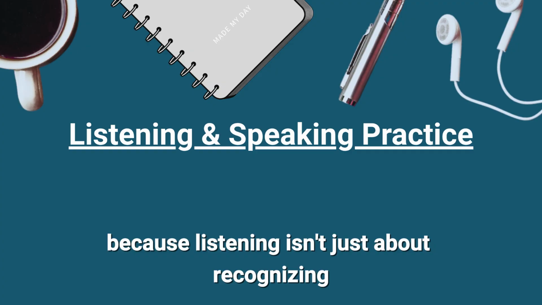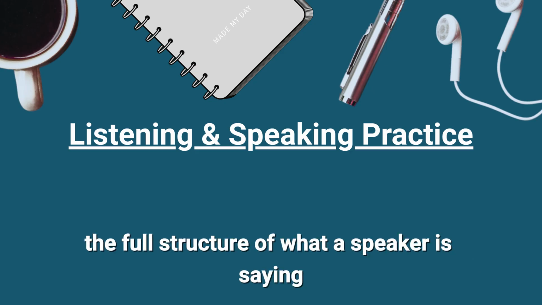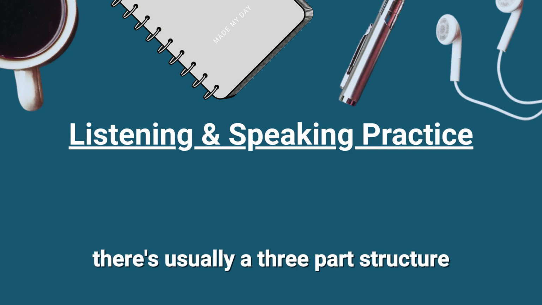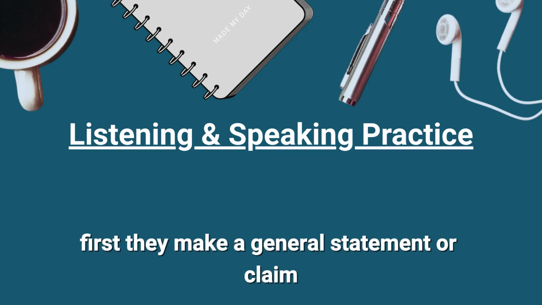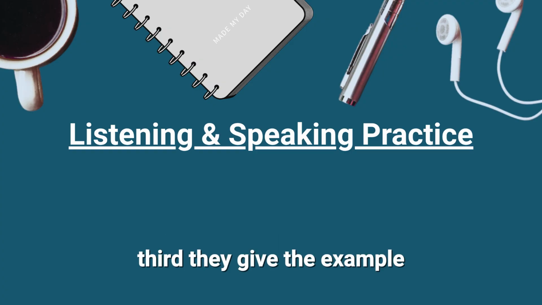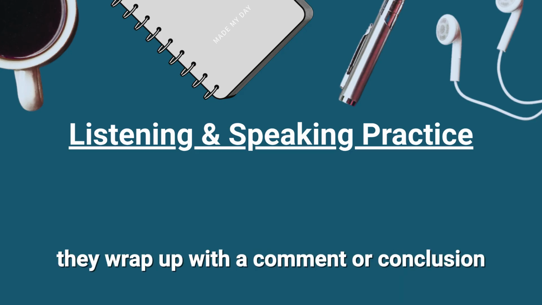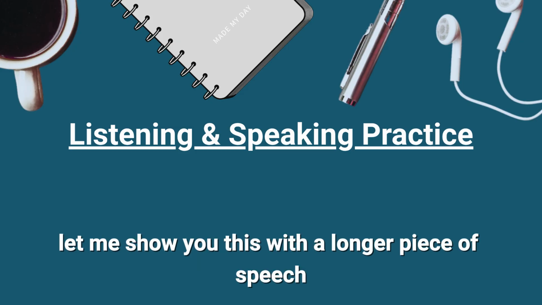Because listening isn't just about recognizing individual phrases, it's also about following the full structure of what a speaker is saying. And understanding examples is a big part of that. When a speaker gives an example, there's usually a 3-part structure. First, they make a general statement or claim. Second, they signal that an example is coming. Third, they give the example. Sometimes, after the example, they wrap up with a comment or conclusion. Let me show you this with a longer piece of speech.